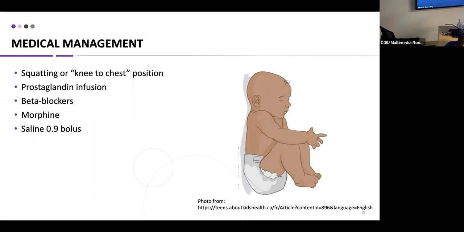We may also see morphine used. It just helps to reduce respiratory drive, and therefore it can help with increased respiratory rates. Saline boluses can also be used in TET spells as a volume expander to increase pulmonary blood flow through the right ventricular outflow tract.